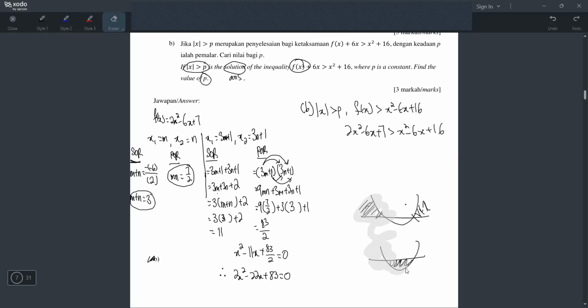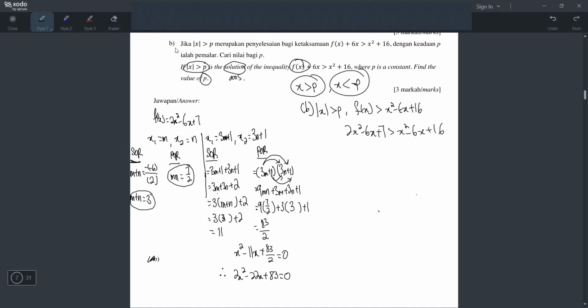And they even tell you the solution already. Do you remember I told you, they mentioned in the soalan, they say what? Modulus x bigger than p is the solution. Let me tell you what this means. Modulus x bigger than p means your x is p and your x is negative p. One is x smaller than negative p and one is x bigger than p.